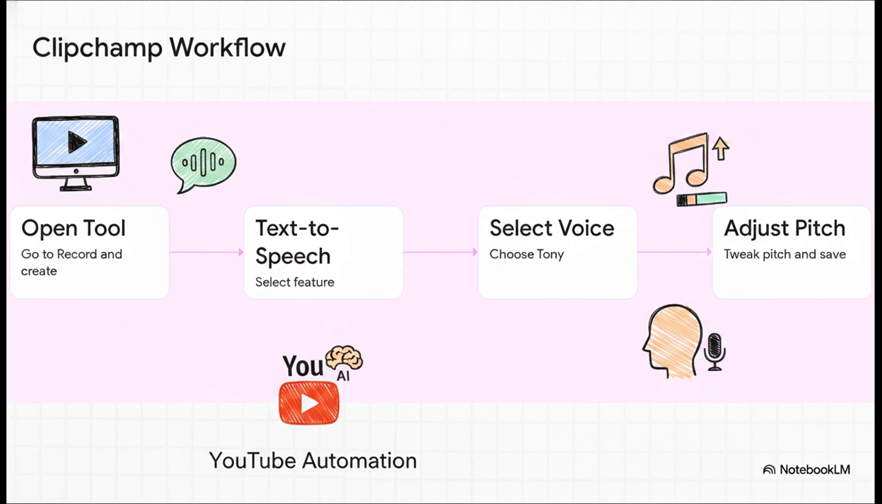Here are the exact steps. You just open Clipchamp, go to Record and Create, and hit Text-to-Speech. For this specific example, the source selected a voice named Tony. You paste your script, maybe adjust the pitch slightly so it sounds supernatural, and save it. Just like that, you've got a polished, professional voiceover ready to go.